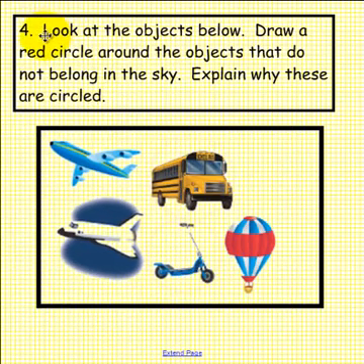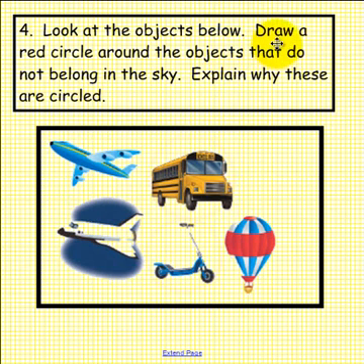This is the last problem. Problem 4. Let me read the question to you. Look at the objects below. Draw a red circle around the objects that do not belong in the sky, and then explain why these are circled. Look at all the objects and pick up a red pen and draw a circle around the objects that do not belong. Please pick up a red pen now.